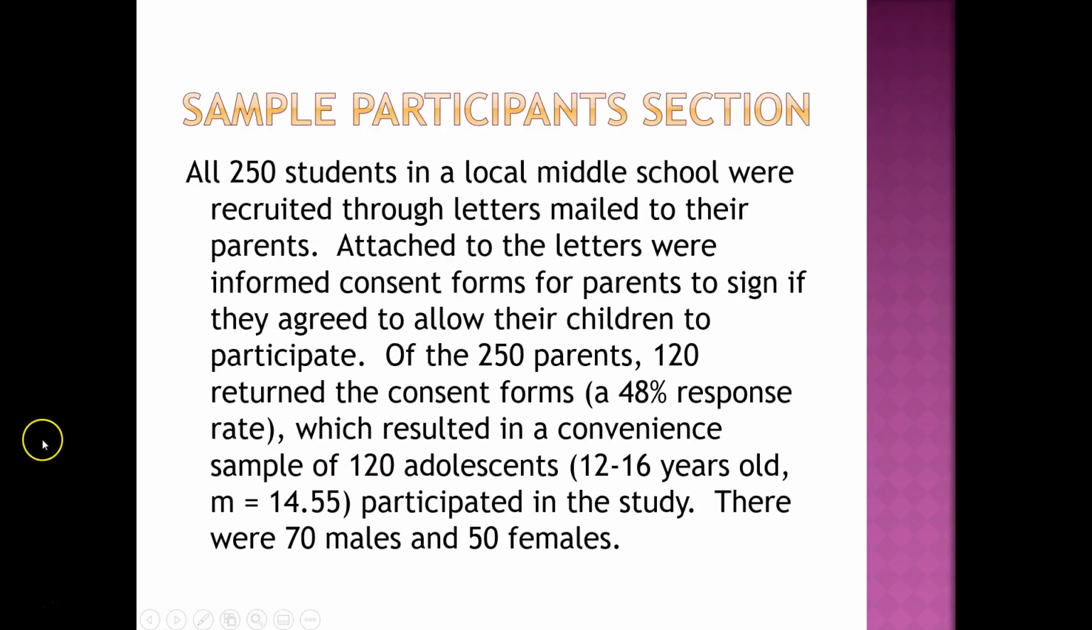Here's a sample participant section just to give you an idea. All 250 students at a local middle school were recruited through letters mailed to their parents. Attached to the letters were informed consent forms for parents to sign if they agreed to allow their children to participate. Of the 250 parents, 120 returned the consent forms. That's a 48% response rate, which resulted in a convenience sample of 120 adolescents, 12 to 16 years old, with a mean age of 14.55.